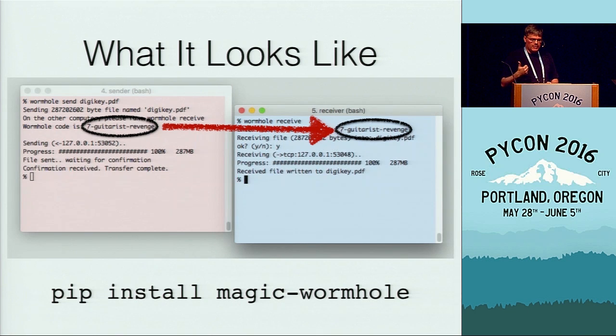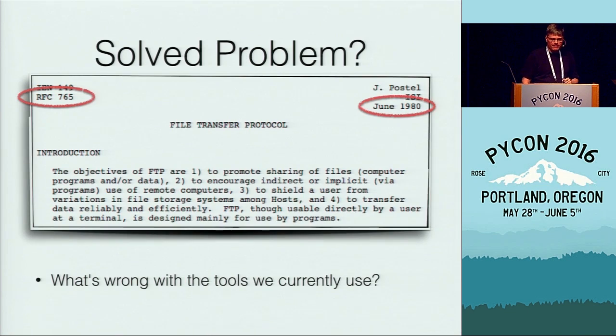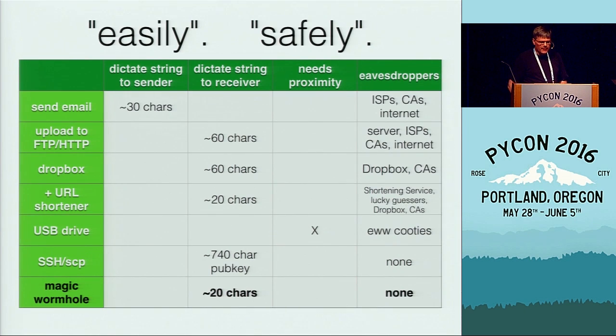So the human's job in this is to get that code from one machine off to the other. Now, you might think that file transfer is a solved problem. I mean, FTP, everybody here has probably used FTP at one point or another, or you're too young to have been born when the FTP RFC was actually published in 1980. This has been around for so long. What's wrong with the tools that we're currently using for this?